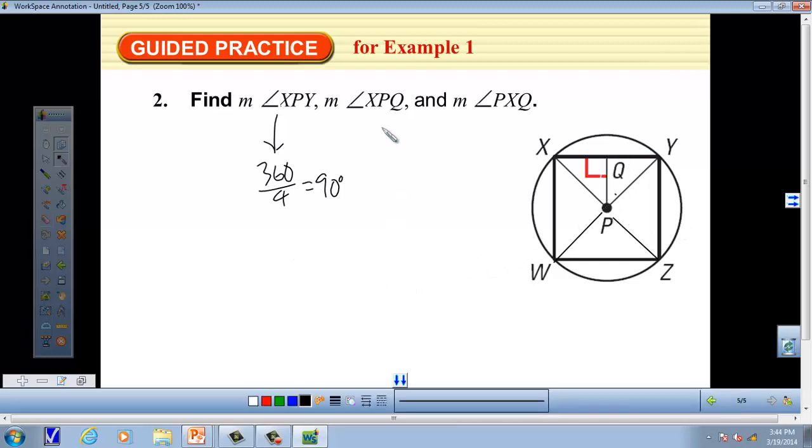Erasing this, we want to know what XPQ is. Well, if this whole angle is 90, we know that these two angles are equal. Therefore, this angle right here, which is XPQ, would be 90 divided by 2, or 45 degrees. So that's this one. And then we want to know this angle right here. Remember, these two angles add together to 90, since this is 45 degrees. This one right here would be found by doing 90 minus 45, which in this case happens to also be 45.